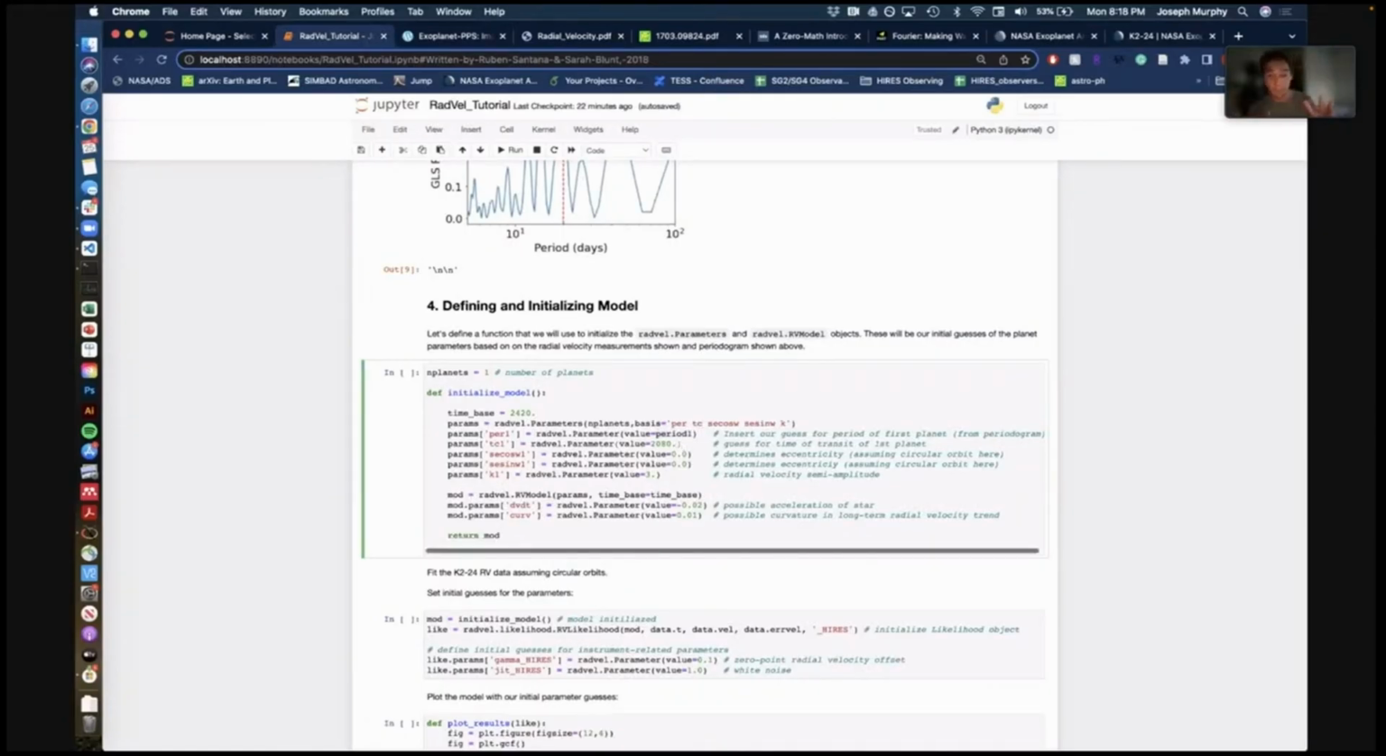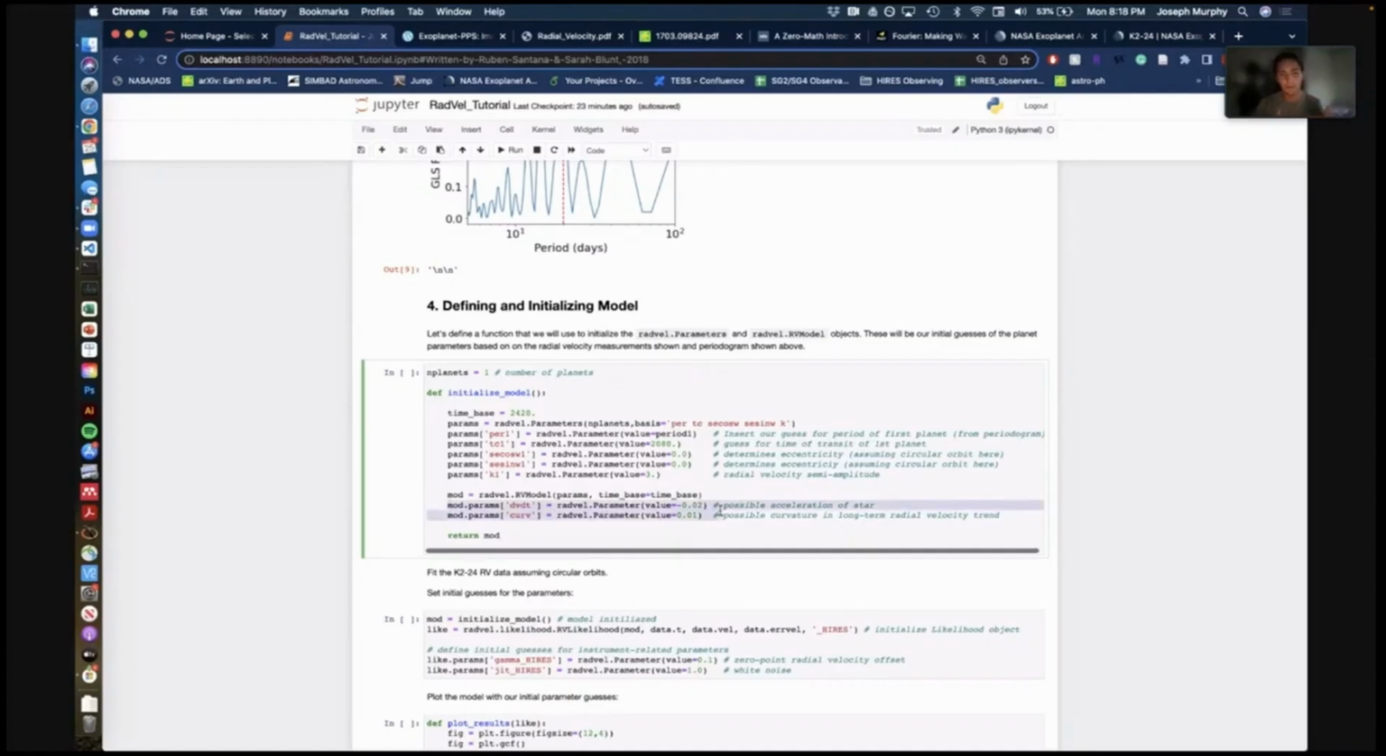We're cheating a little bit here because this system, K224, is known to be transiting. So we already know what the time of inferior conjunction is. We're going to use that here, but you could equivalently make a guess and then use some sort of prior on it. And we're also going to make a guess about some other parameters.